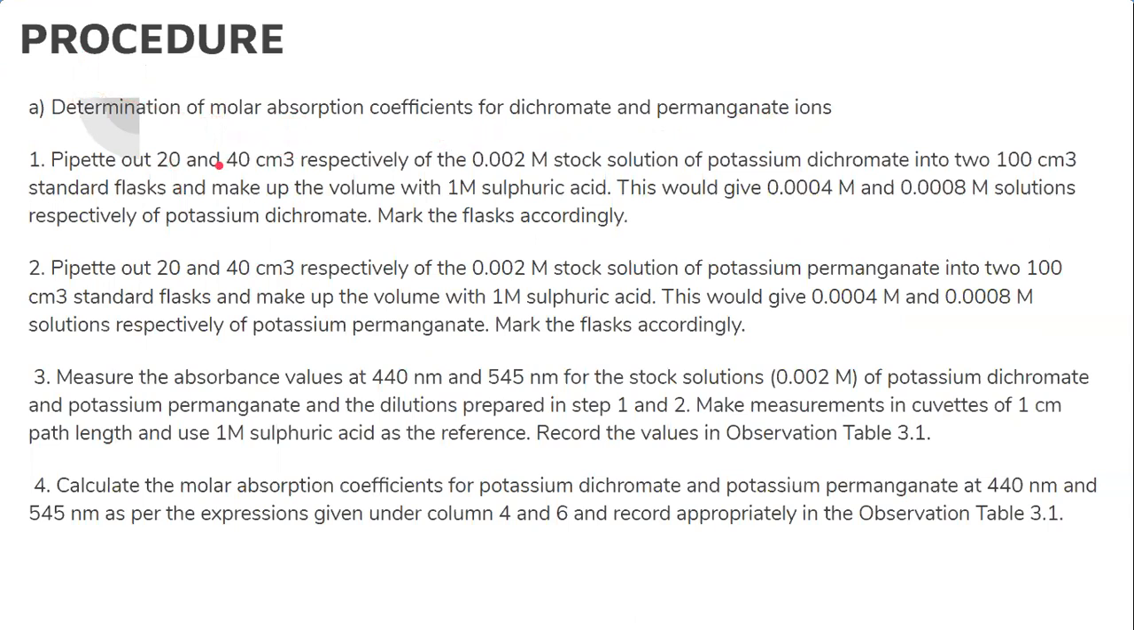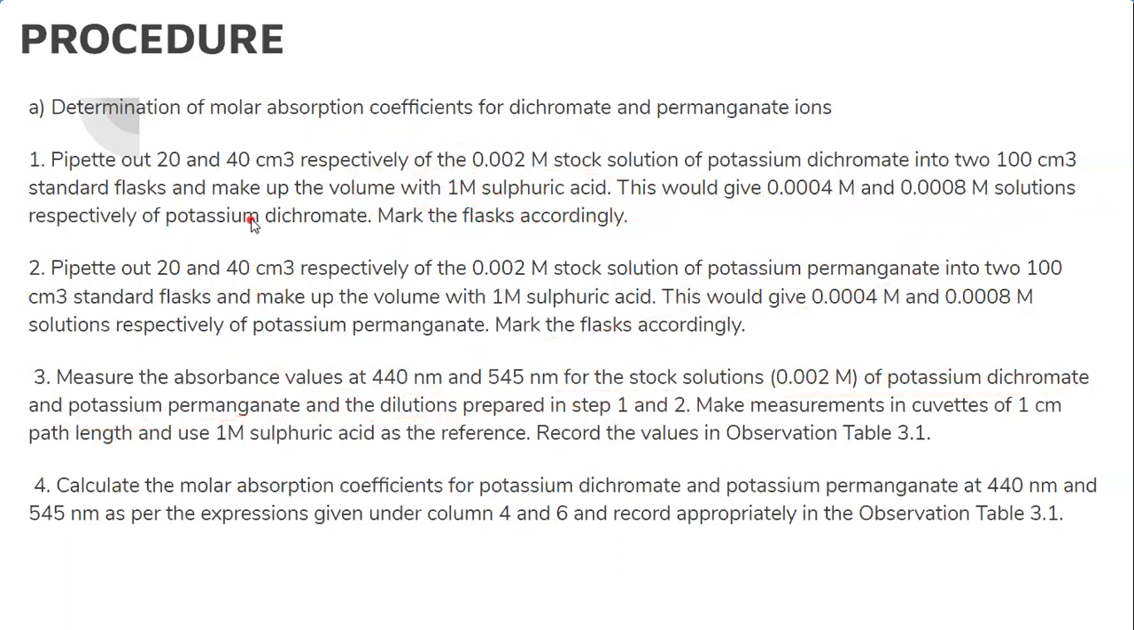First, from the 0.002 stock solution, we need to prepare two more standard solutions of concentration 0.0004 and 0.0008. This will explain how we can prepare these two solutions. Next, we measure the absorbance using a spectrophotometer at 440 nanometers and 545 nanometers. First we use the stock solution, followed by the potassium dichromate solutions and potassium permanganate.